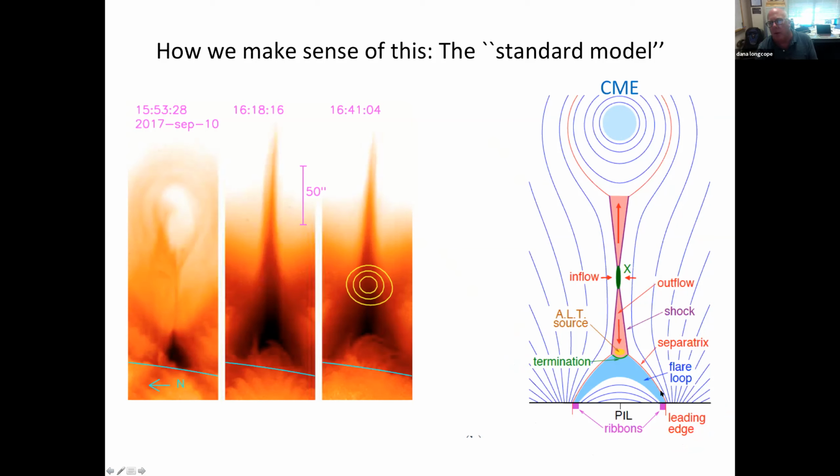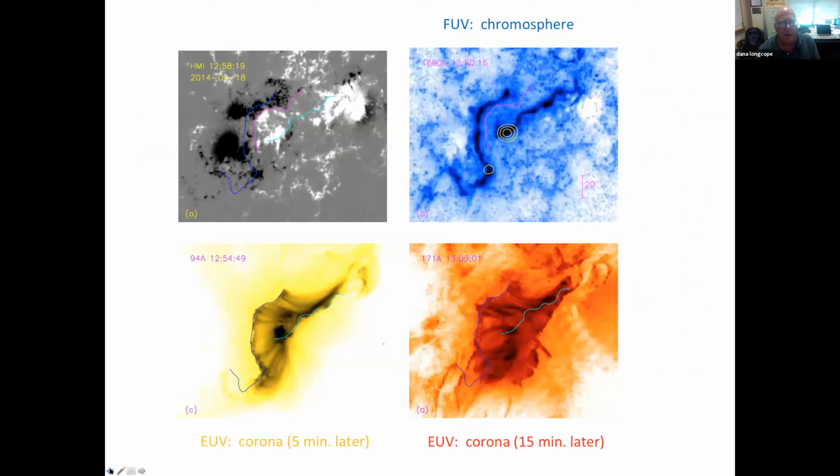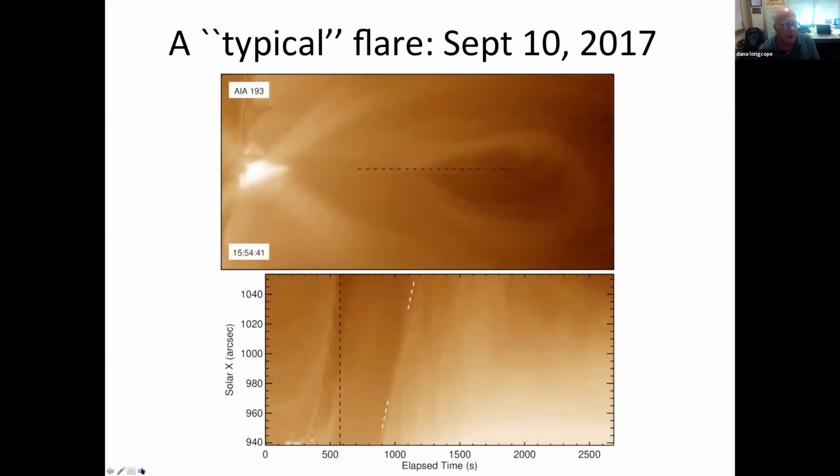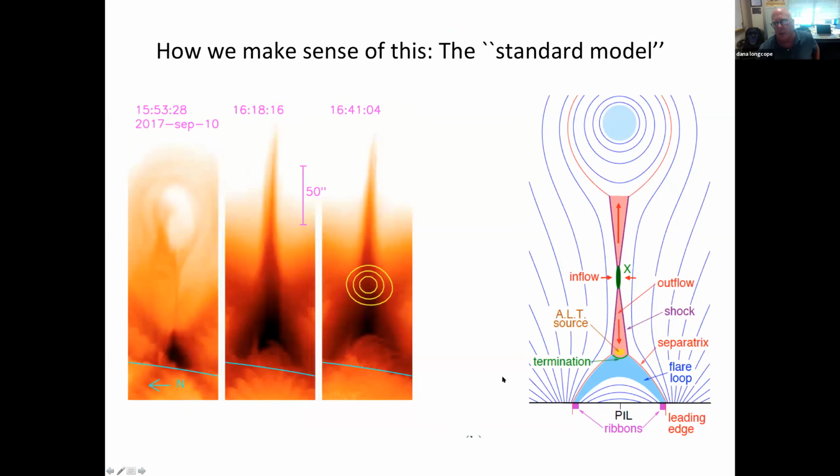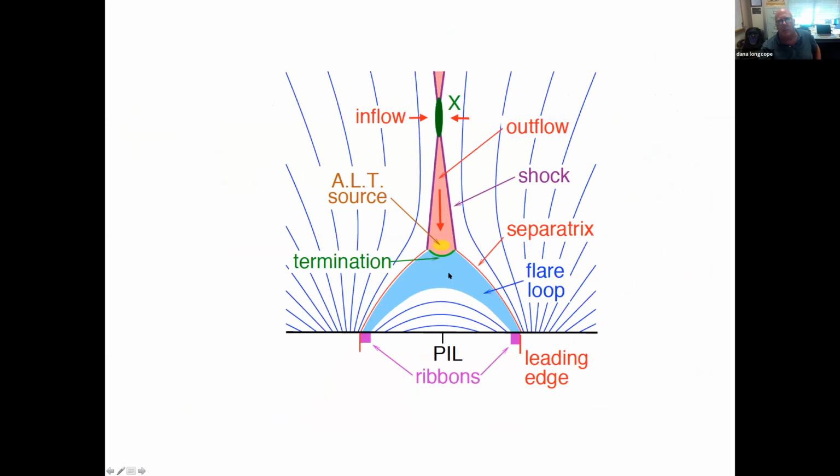And even more important are these loops underneath. And those are the loops that we see. This was on the limb, so it was easy to see the whole movie. These loops here, these little striations are those loops. And that is really what the flare is. That is, the flare is all the emission coming from those loops. Okay, and down here you see the ribbons are the things at the feet of those flare loops. So we've been talking about the ribbons. Okay, so that's the standard model.